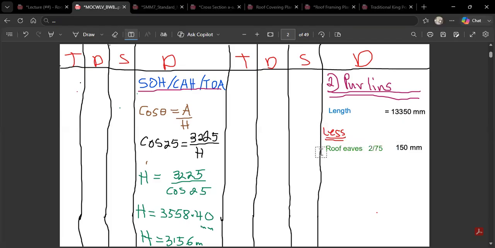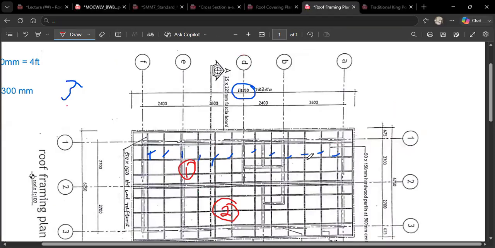Okay. So from here, what are we going to get? Let me show you the purlins. If the rafters are this one going, the purlins are just the horizontal ones. Okay. The purlins are the horizontal ones. These ones you are seeing moving in the horizontal direction.